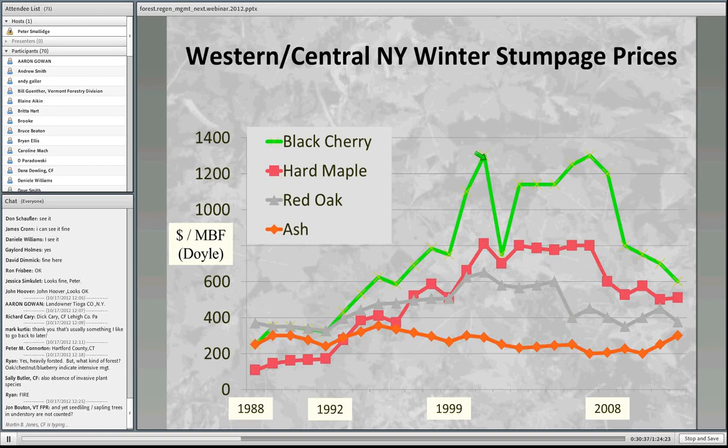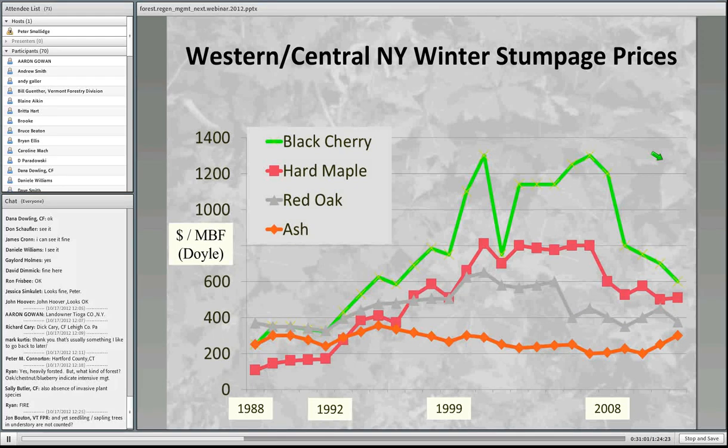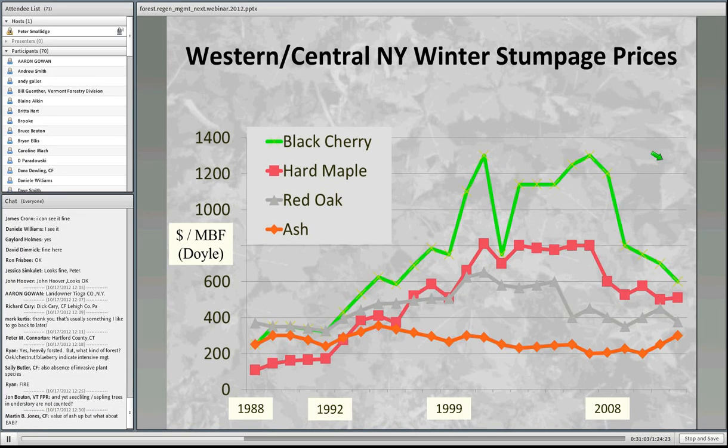There's some volatility you can see in black cherry. It has its ups and downs, but all of the species, in about 2006 to 2008, started to have a precipitous decline. The one exception to that is white ash, which has had fairly stable stumpage values over time, except in the last 3 years where there has been a slight increase. So we are harvesting trees. Those trees have values. The markets change through time, but woodlots are being managed and timber is being harvested.